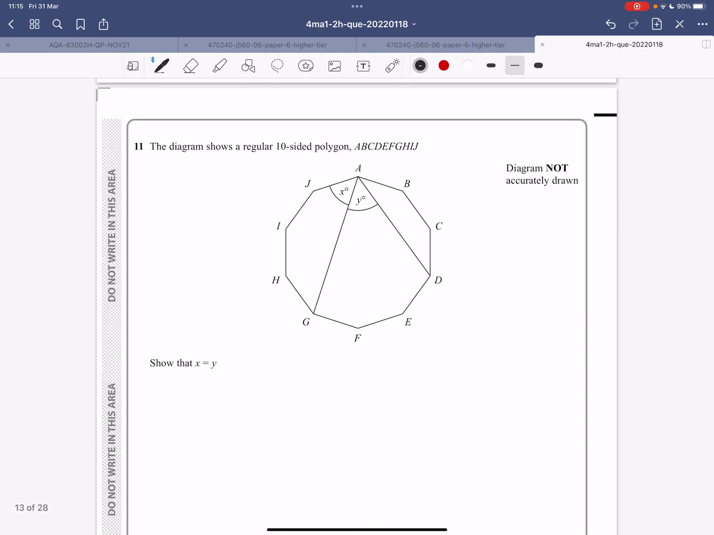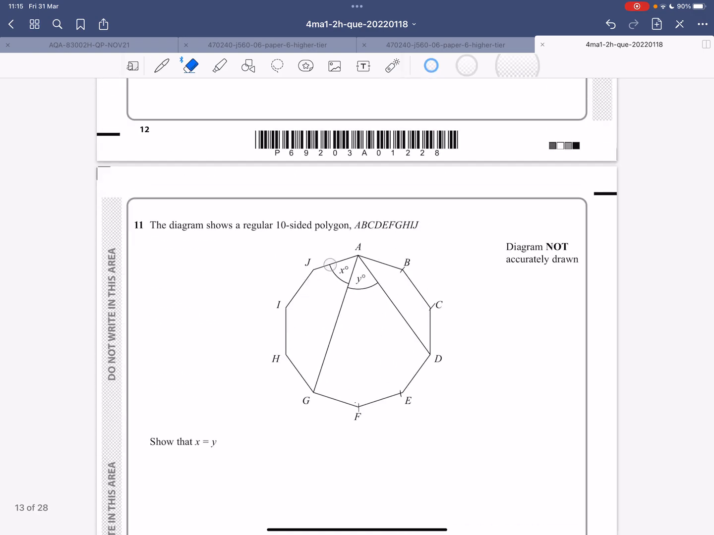Number 11. Diagram shows a regular 10-sided polygon, A, B, C, D, E, F, G, H, I, J. Show that x is equal to y. Okay, interesting. So 3 vertices there, 2 vertices there, 2 vertices there. Oh, I'm thinking. So how many points is this one? 4 marks. Right.